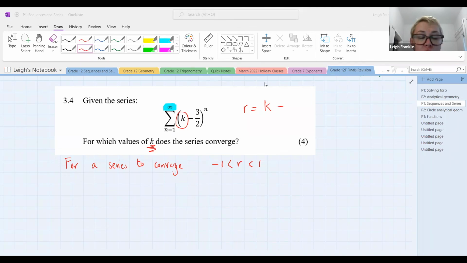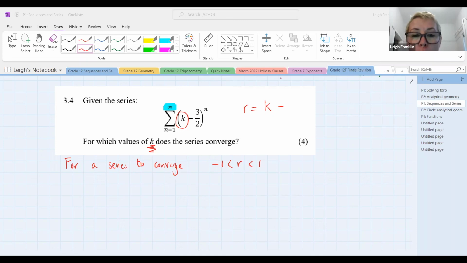Not for this question, Diana, because they don't want us to evaluate. They're not asking us to calculate a sum to infinity. They're asking us for which values of K does the series converge. So that's why we're not subbing in. The question is not asking us to calculate a sum to infinity. It's asking us for which values of K will the series converge.